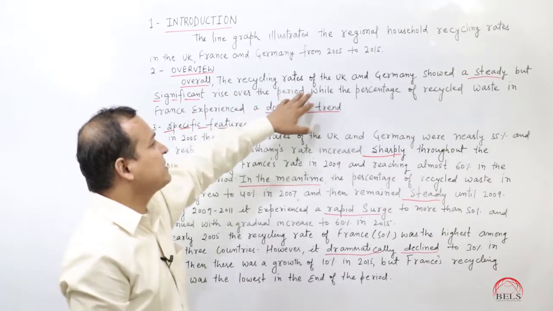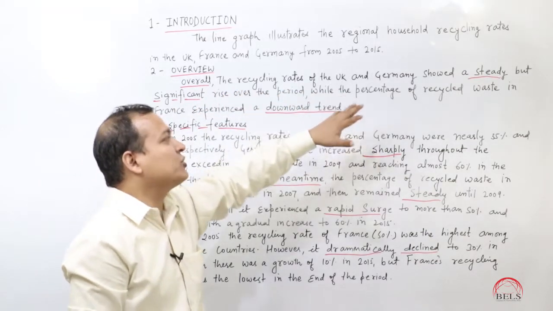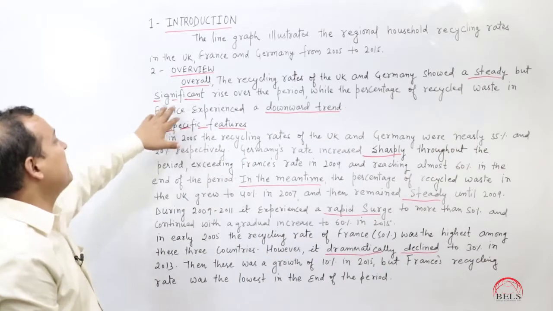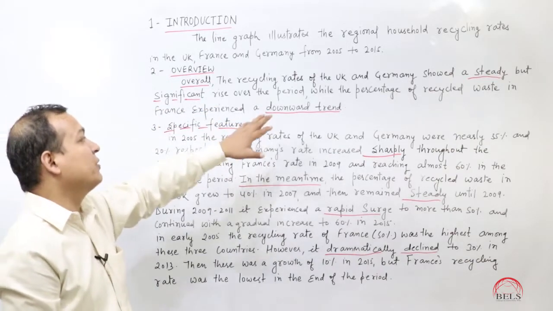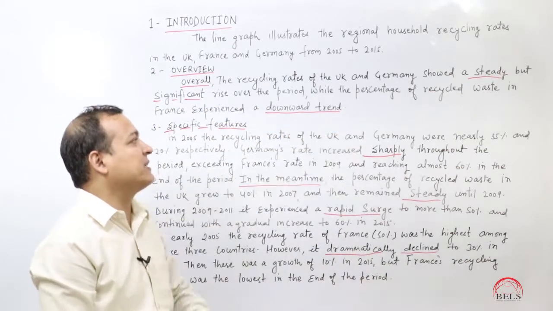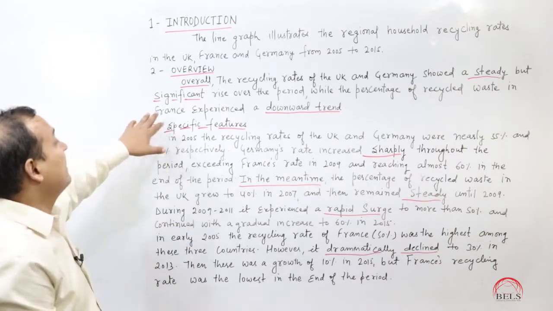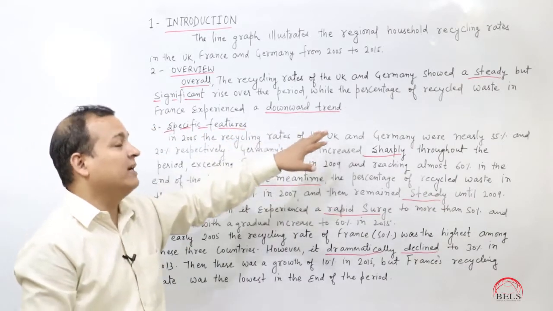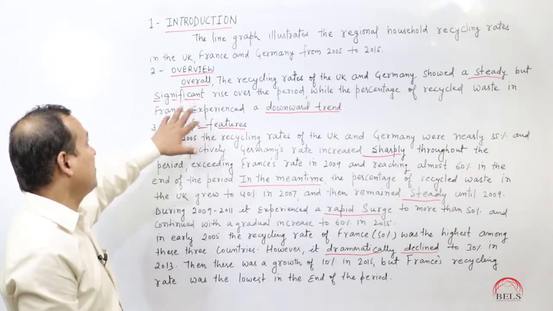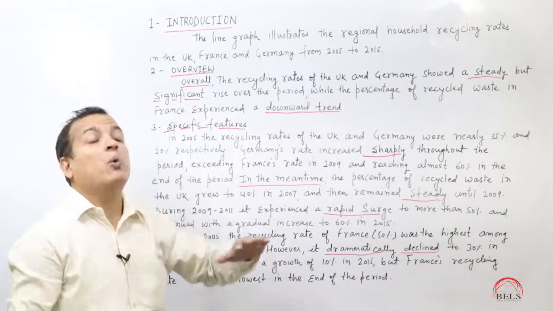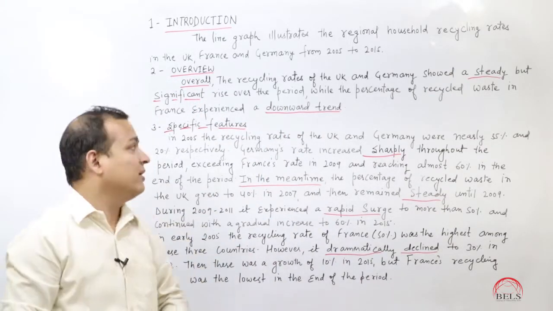The recycling rates of the UK and Germany showed a steady but significant rise over the period, while the percentage of recycled waste in France experienced a downward trend. You can also see here I have highlighted it in red. These are the vocabularies which you have to keep in mind while writing.